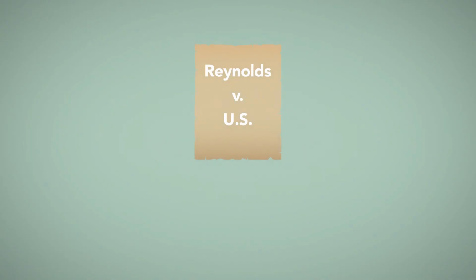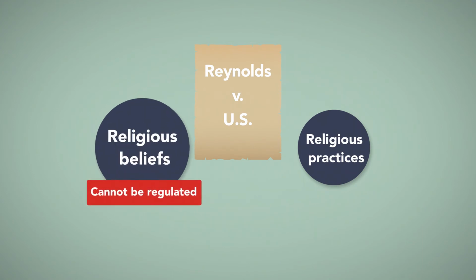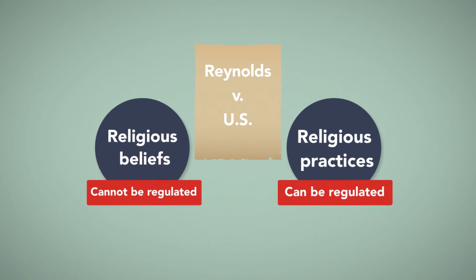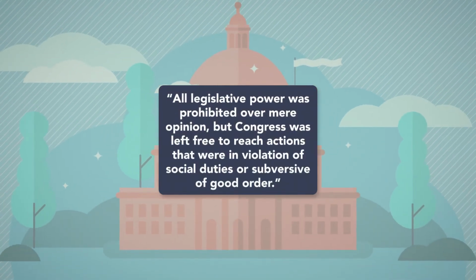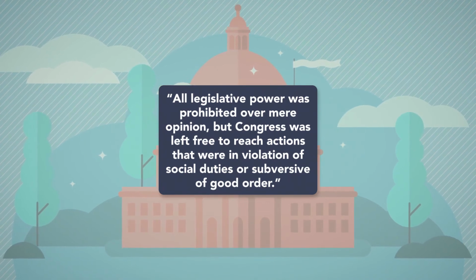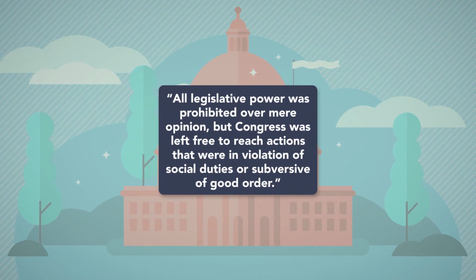In Reynolds, the court distinguished between religious beliefs and practices. Specifically, the court held that, although Congress could not regulate or restrict religious beliefs, it could in some cases regulate religious practices. As the court stated, all legislative power was prohibited over mere opinion, but Congress was left free to reach actions that were in violation of social duties or subversive of good order.